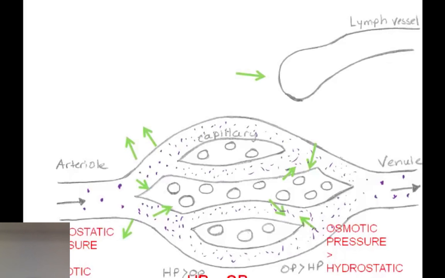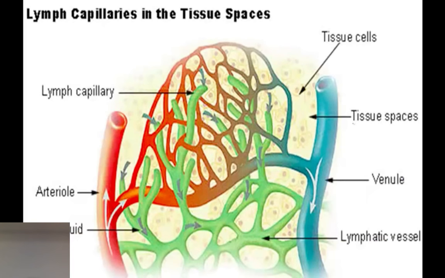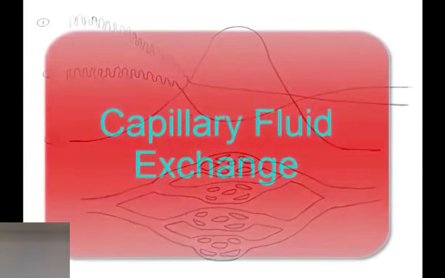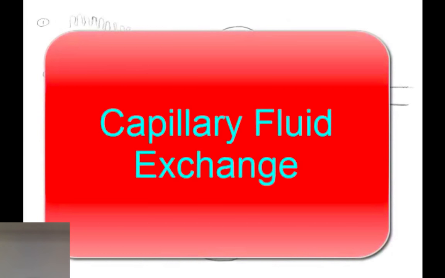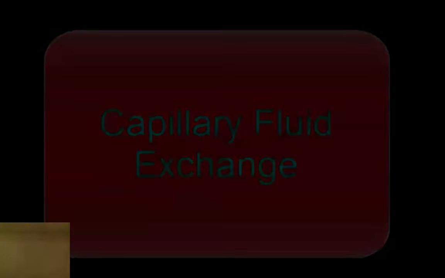Solutes now diffuse according to their concentration gradients. Nutrients like glucose and amino acids and oxygen diffuse out of the capillaries, and wastes like carbon dioxide diffuse into the capillaries. Red blood cells and almost all the plasma proteins remain in the capillaries. Only small substances leave. Here's another image of a capillary bed, which shows how extensive the lymphatic system is, which explains why it so effectively returns any tissue fluid that wasn't returned at the venous end. In this video, we've looked at capillary fluid exchange.